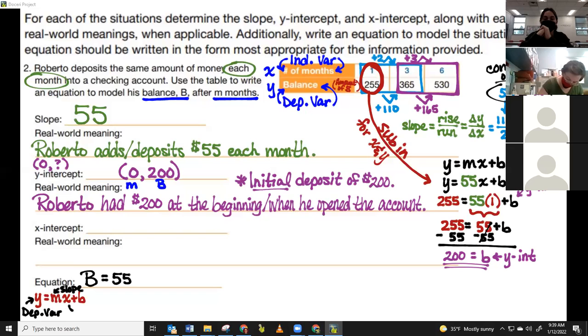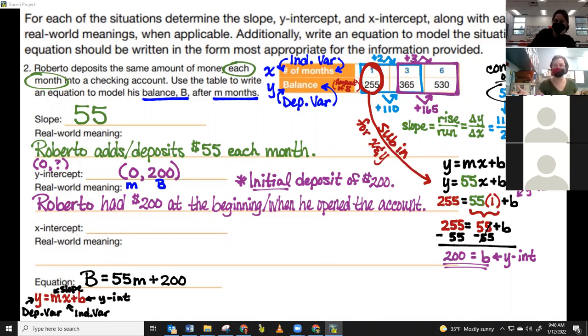Then I need my independent variable. What are we going to put in for our independent variable? Months, M, yes. And then last but not least, I need my y-intercept. What are we going to put for the y-intercept? Plus 200. Tamari, I love that you put the plus on there. You already knew my question. Needs to be a plus 200.